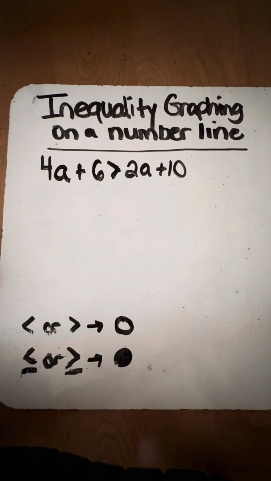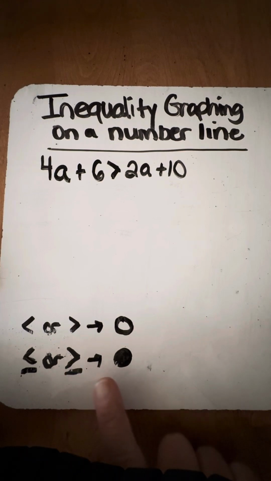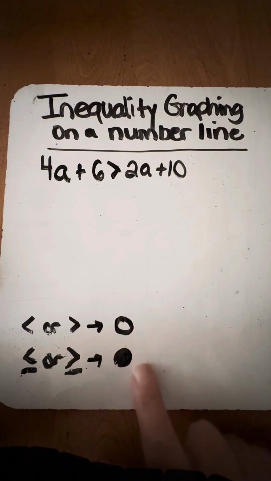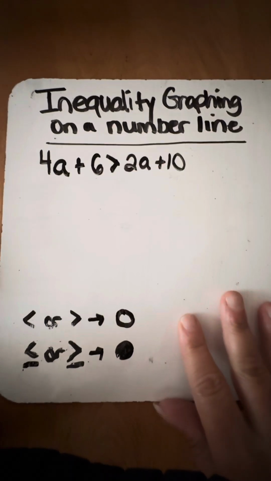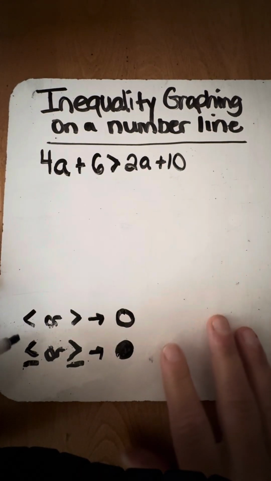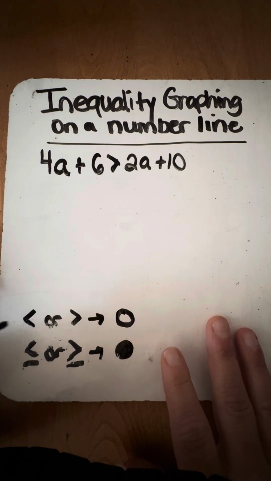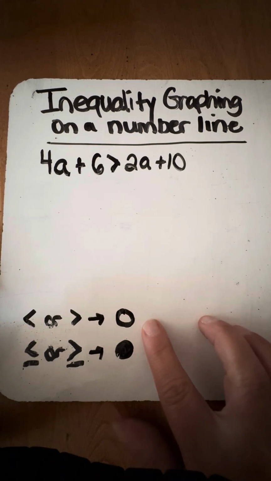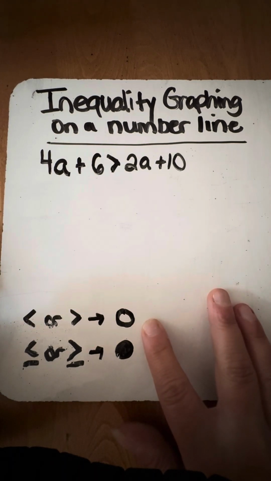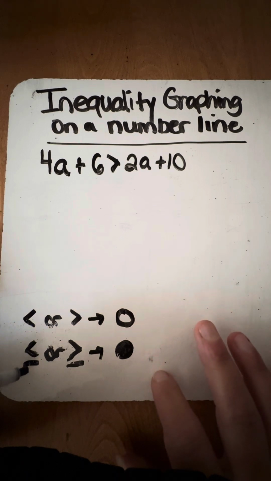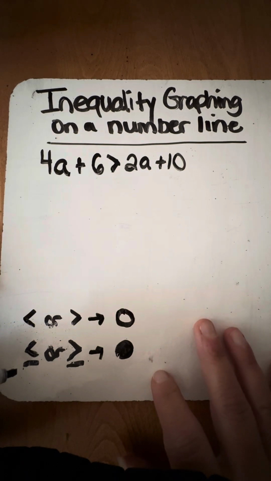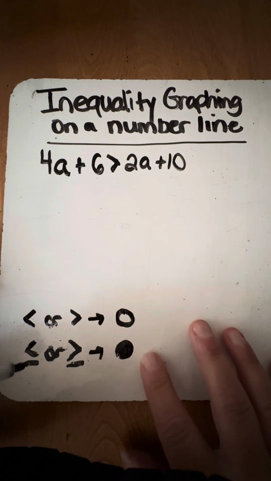Now down below, as you can see already, I've written this down because when you're graphing on a number line, you do need to have an open or a closed circle depending upon what your answer is. So if your inequality symbol does not have a line underneath it, which means it's greater than or less than, then you're going to graph your numbers with an open circle. Now, if it does equal it one way or another, greater than or equal to, or less than or equal to, then you would put a closed circle.